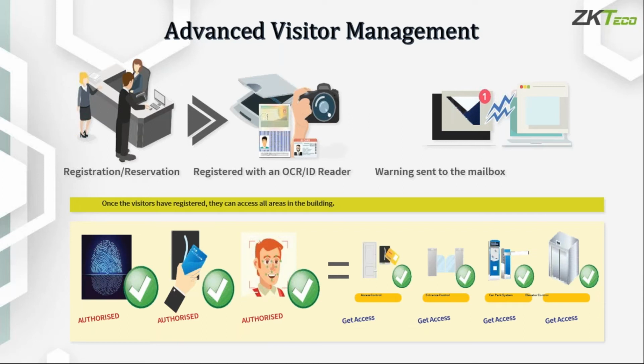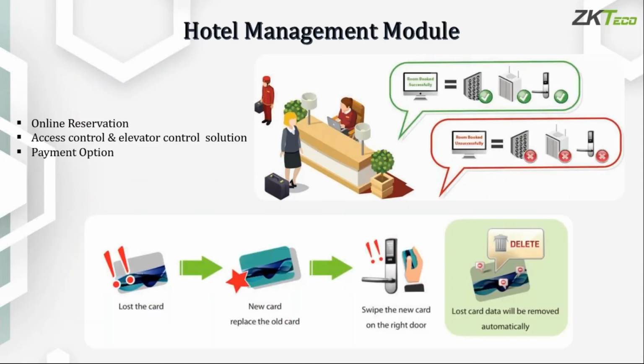Whenever a person has a fingerprint, card, or face, we can define his access to the access control, or on the entrance control, like the security flap barrier, turnstile, or swing barrier. We can define his access on the parking space, parking system, and elevator system as well. We can define his access level as a visitor.